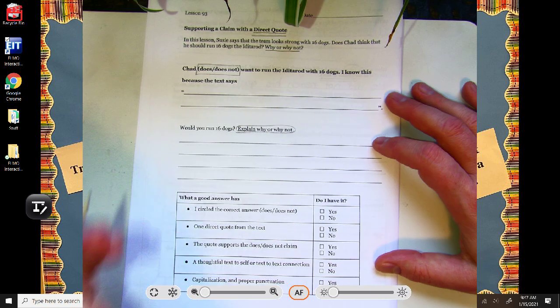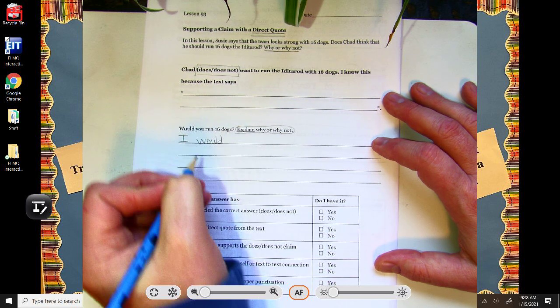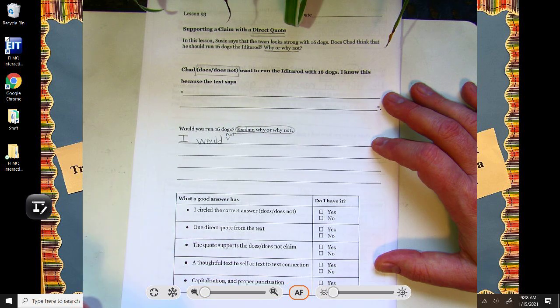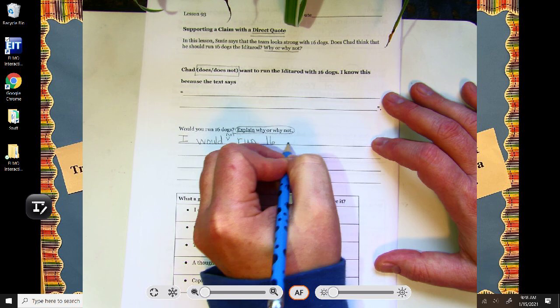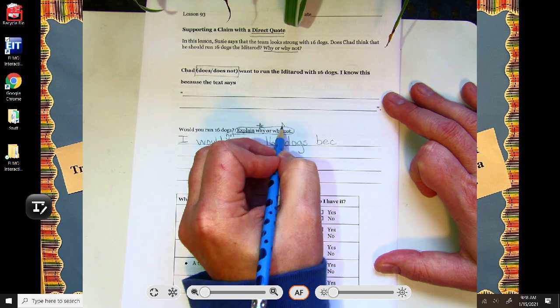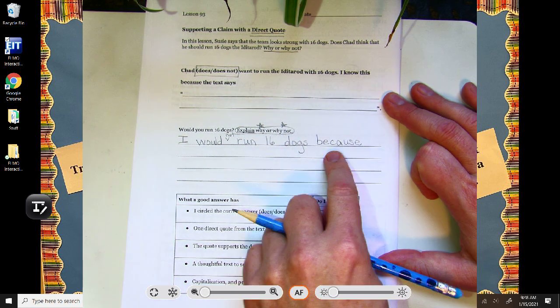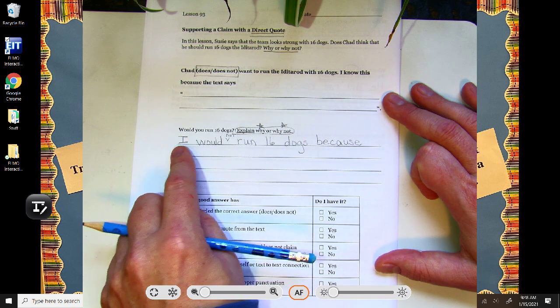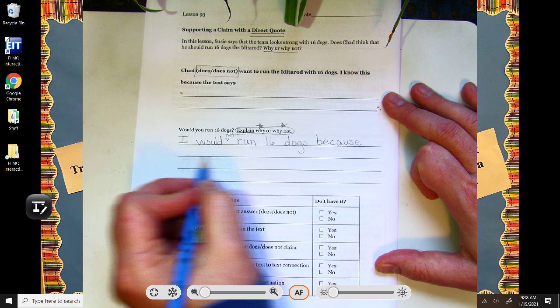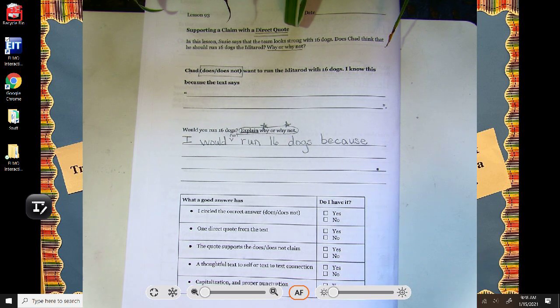So to start out that one, right, using words from the question, you could say, I would, or maybe you'd say would not run 16 dogs because, right, because we're explaining why or why not, which means we're going to use the word because. My favorite word. I would run 16 dogs because, or I would not run 16 dogs because, and then give your reason and punctuate, right? What have you read that makes you think, yes, you would run 16 dogs? Or what have you read that makes you think you would not run 16 dogs?